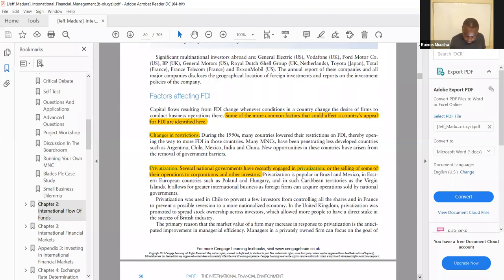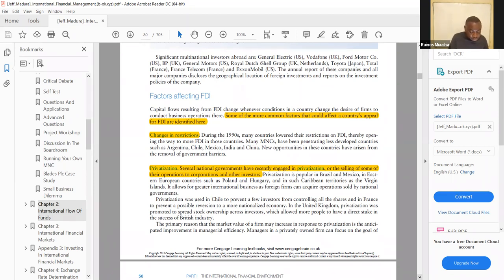If you look at the sentence just below that, they say capital flows resulting from foreign direct investment change whenever conditions in a country change the desire of firms to conduct business operations there. Some of the more common factors that could affect a country's appeal for foreign direct investment are identified here. The first one is changes in restrictions.